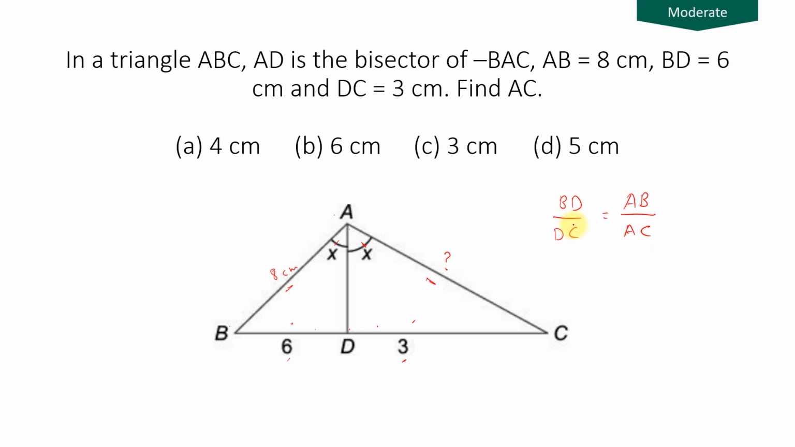We know three values here. We know the value of BD, DC and AB. And we can straight away find the value of AC, which will be 4 centimeter. So you can take the option A. So whenever you see an angle bisector in a triangle, always remember that there is an angle bisector theorem which you can use.